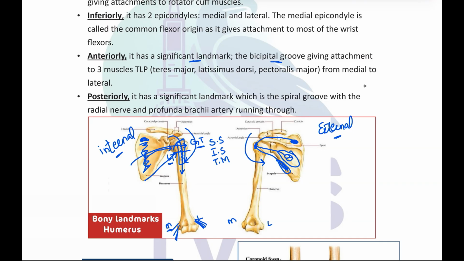Now, on the posterior aspect, the significant landmark is the spiral groove, which you could appreciate over here. Now, this is the spiral groove. From this passes the radial nerve, which is going to supply all of the posterior muscles, starting from the triceps. It is going to supply all the extensors and the posterior aspect of the hand, the forearm and the arm. Along with that, the profunda brachii, which is one of the deep branches from the brachial artery, is also going to lie within this posterior spiral groove.